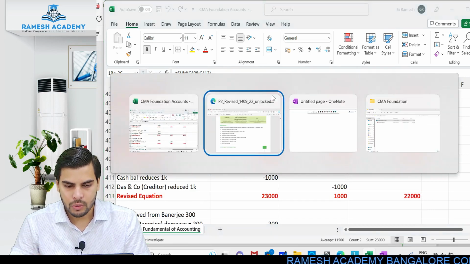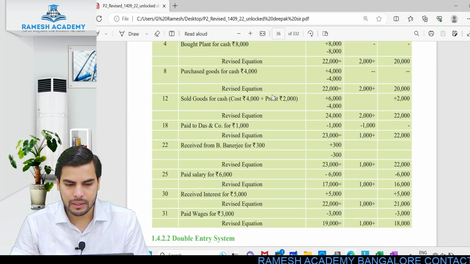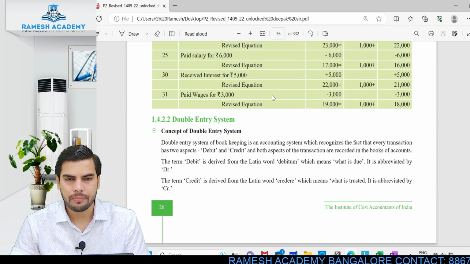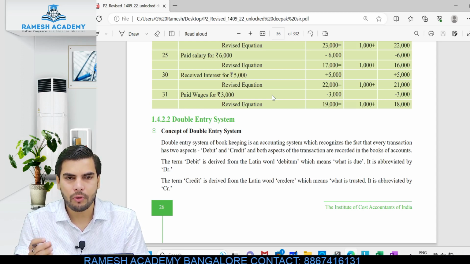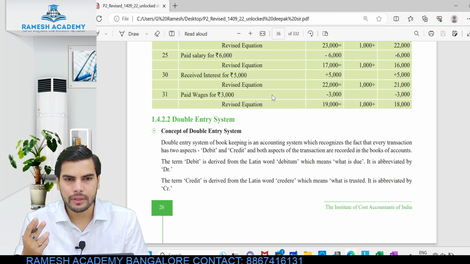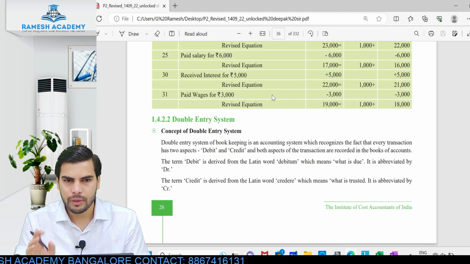Clear? So let's straight away start with the next aspect, that is the double entry system. Remember the dual aspect concept we discussed. There I gave you the meaning of this particular term, double entry system. One of the accounting concepts was the dual aspect concept. When I say dual, we talk about two, right? So what are the two aspects of accounting? One would be debit, another would be credit.